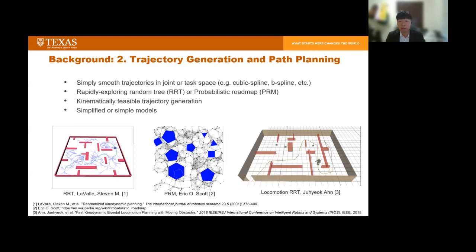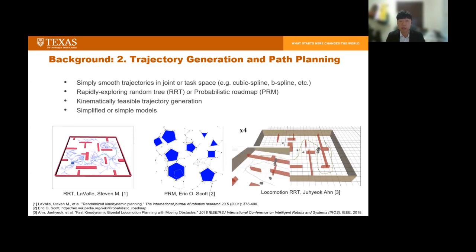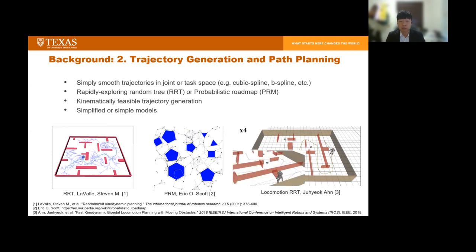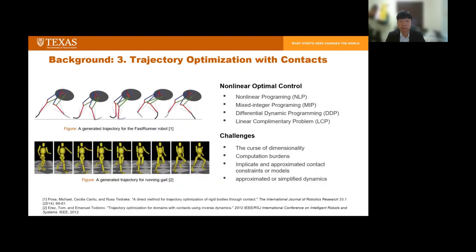Of course, there are some researchers considering complex robotic systems, as shown in the last example. But they rely on reduced order models, such as the linear inverted pendulum model. But in reality, the control process is based on the full body dynamic model. So there is a discrepancy between the models in planning and control steps. This is one of the critical issues in humanoid robot studies.